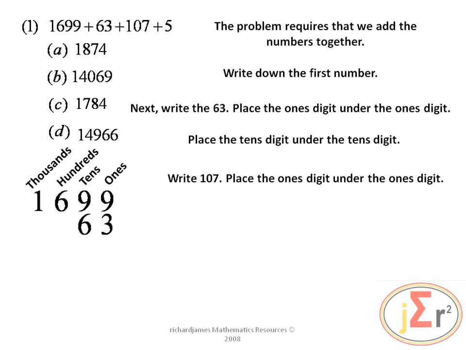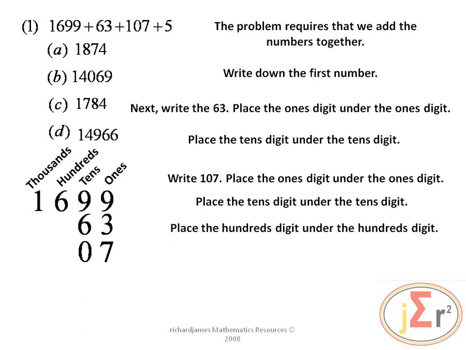We are just going to write down next 107, and we are going to first place the ones digit under the ones digit. So we are going to always write beginning with the ones digit, then the tens digit, then hundreds, and then thousands. Some of the numbers do not have the hundreds digits, so we may leave that one out. So place the tens digit under the tens digit. The tens digit is a 0. Place the hundreds digit under the hundreds digit. Right. And of course we have 5. 5 is 5 ones. We are going to place that 5 in the ones column.